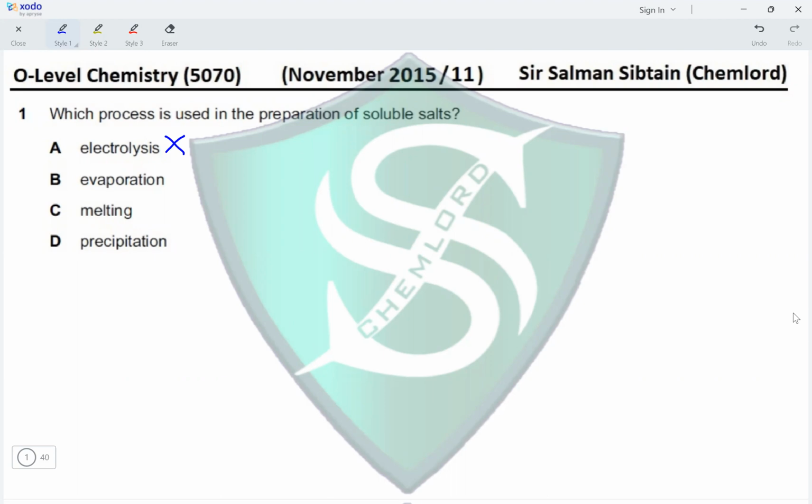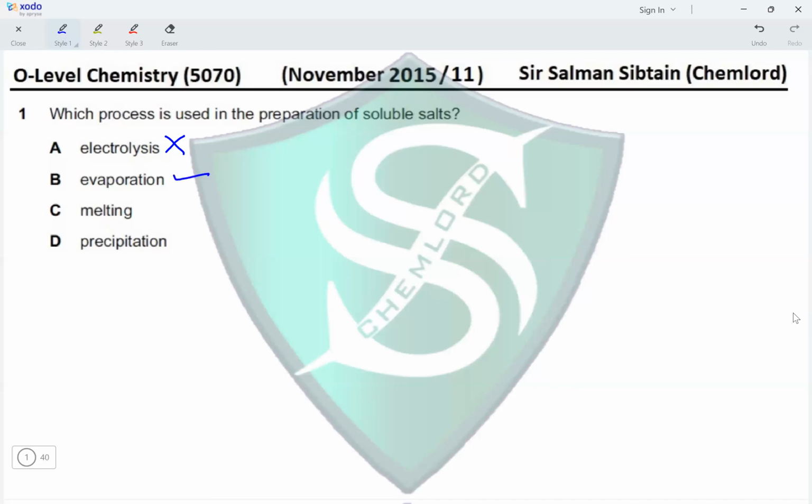Evaporation. Evaporation is used in preparing soluble salts because when soluble salts are made, they are aqueous in nature, so they are dissolved in water. So you evaporate the water in order to get crystals of the soluble salt.